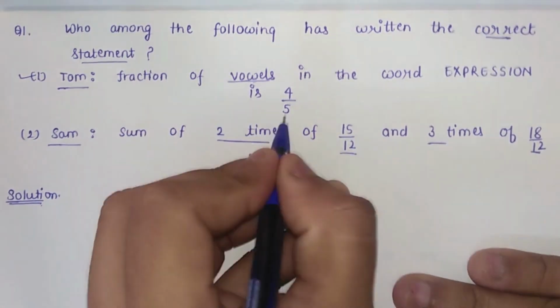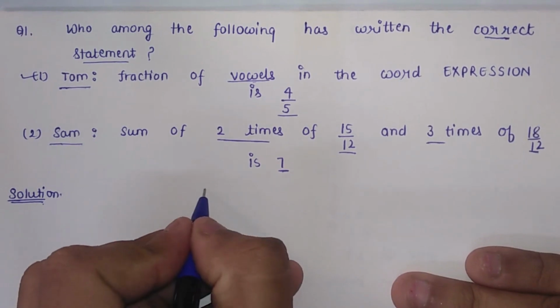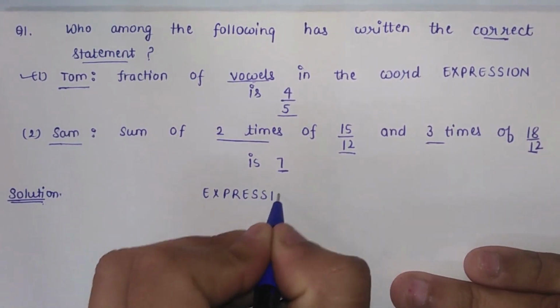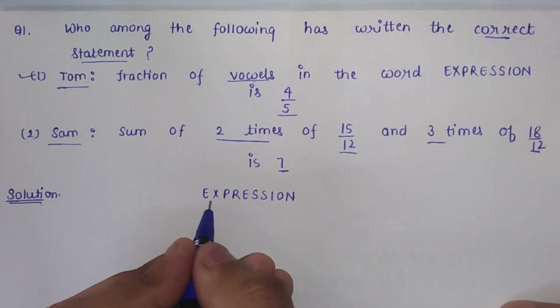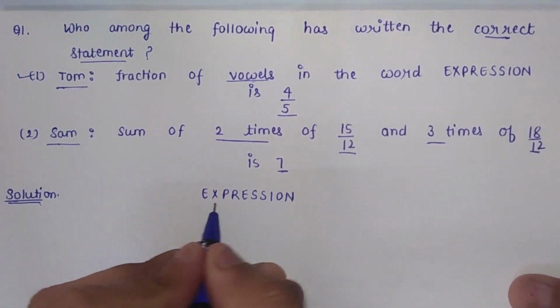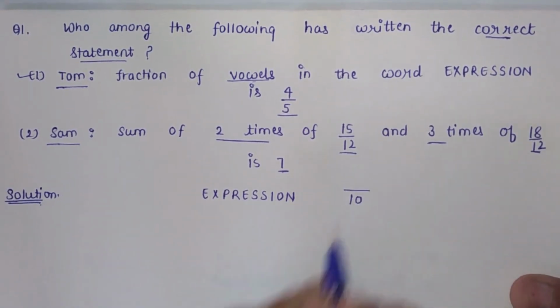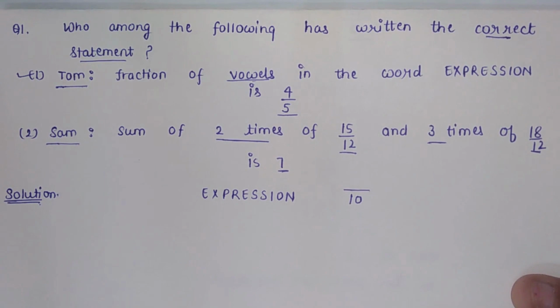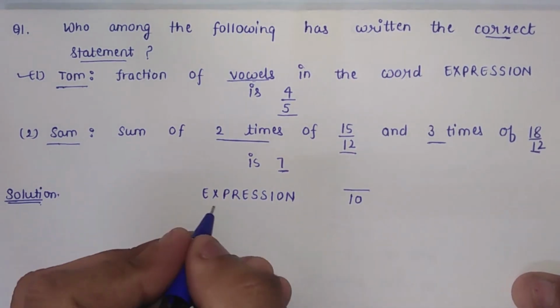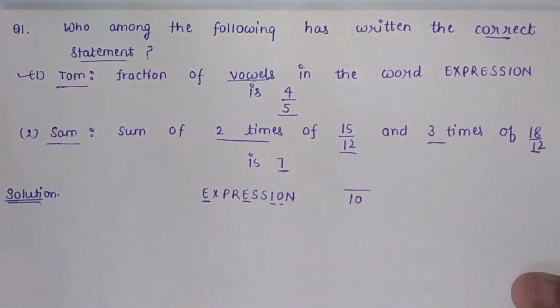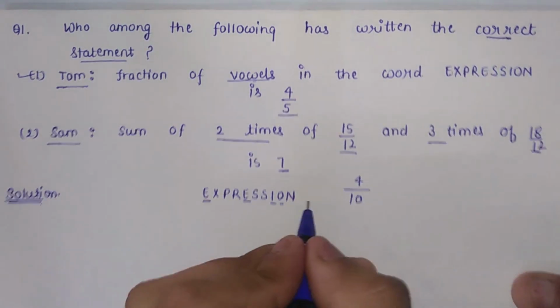Now, fraction of vowels in the word expression is 4/5. Let's see the word expression. So this is the expression word. In this word, we have total how many alphabets? 3, 3, 6, 4, 10. So we have total number of alphabets are 10, out of which if we talk about vowels, it is A, E, I, O, U. So it's 5 vowels. Let's see which of the vowels are there. This is a vowel, this is, this, and this. So we have total 4 vowels out of 10 alphabets in the word expression.